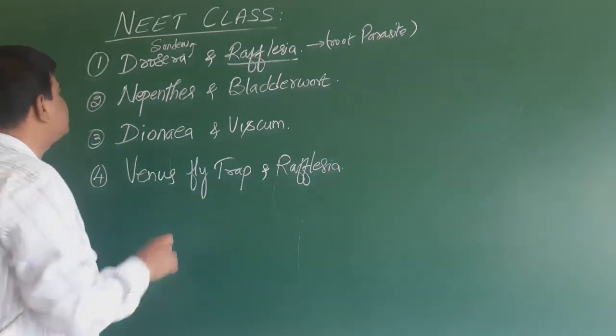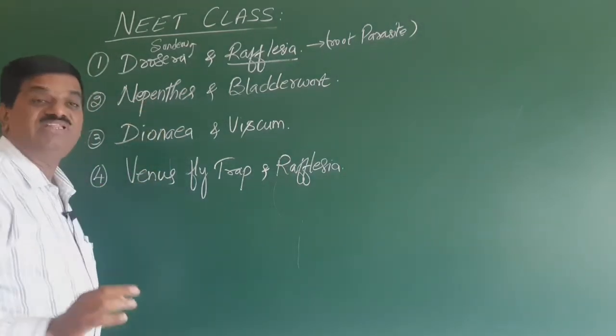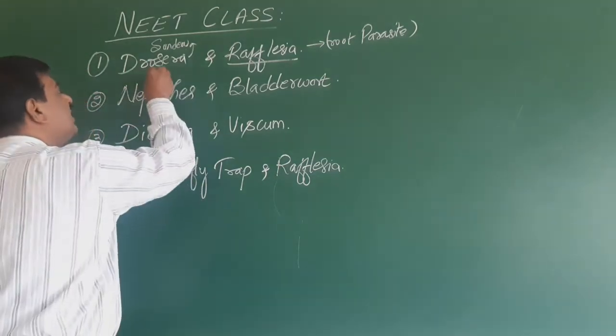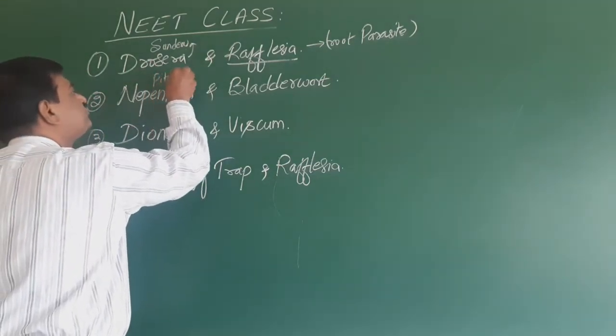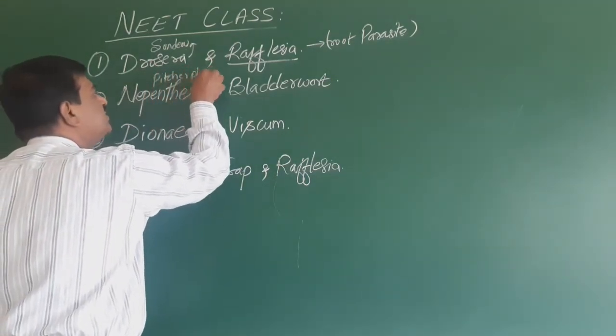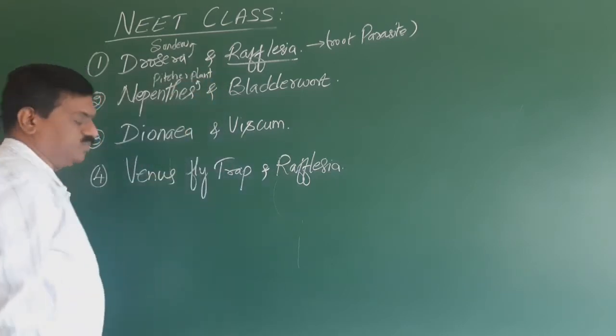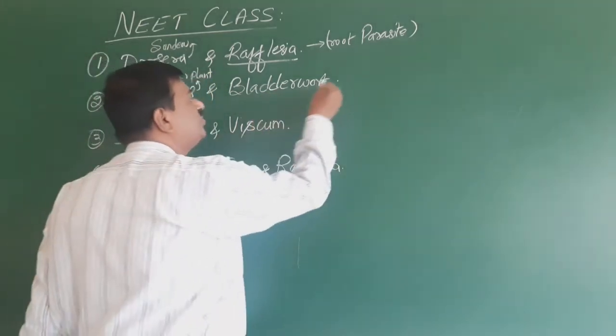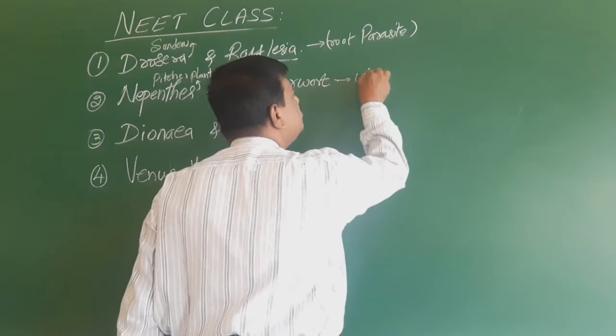When you go for the second option, Nepenthes, Nepenthes is commonly called the pitcher plant. And the bladderwort is also called Utricularia.